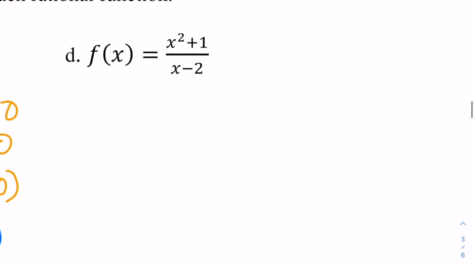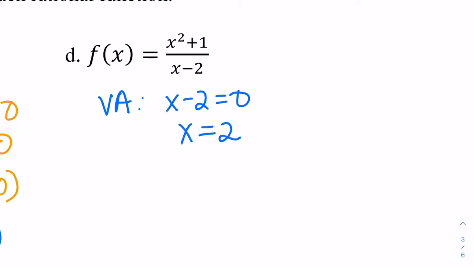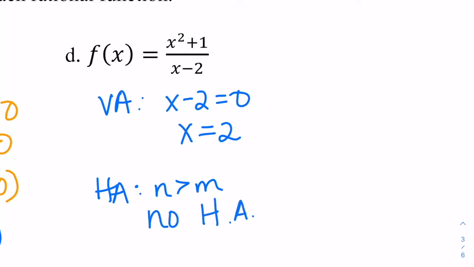Now let's look at this one. x squared plus 1 over x minus 2. You can see in the denominator that there's going to be a vertical asymptote right away. So we know that x minus 2, we set that equal to 0, the denominator, so x equals 2. Now, the degree in the numerator is bigger than the degree of the denominator. So there is no horizontal asymptote. There will be a slant asymptote because the degree in the numerator is 1 degree higher.